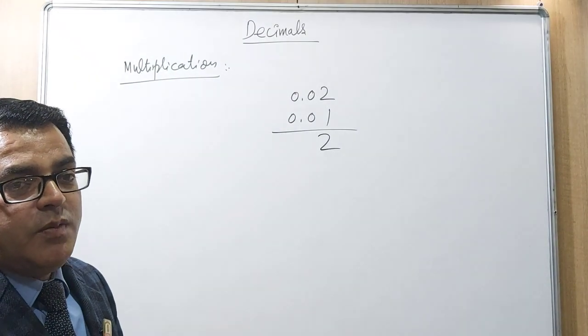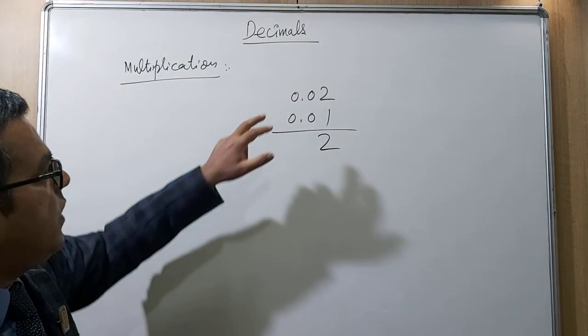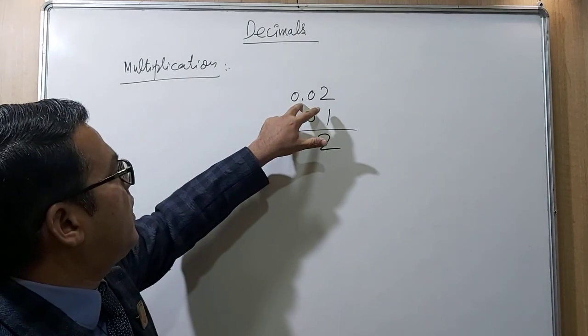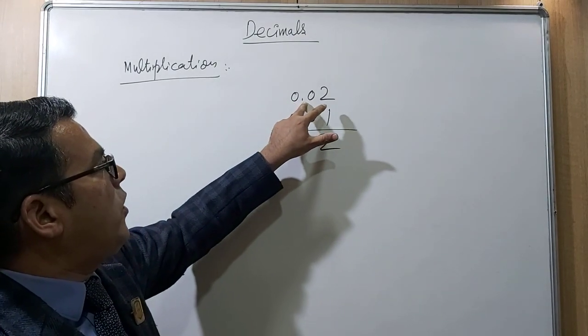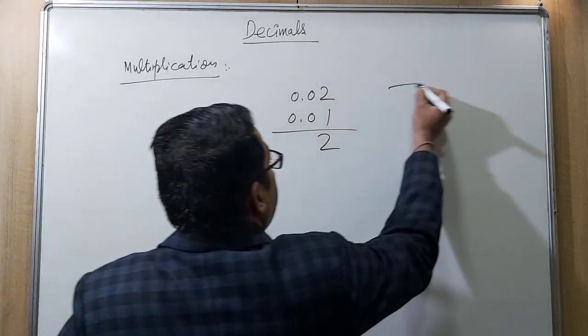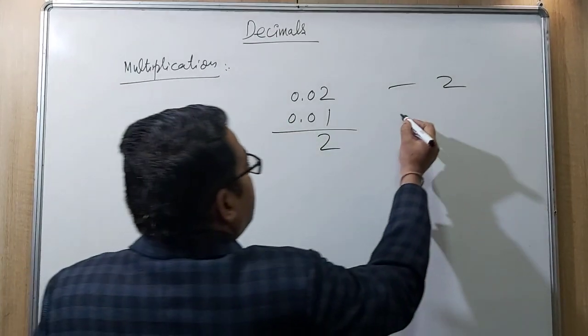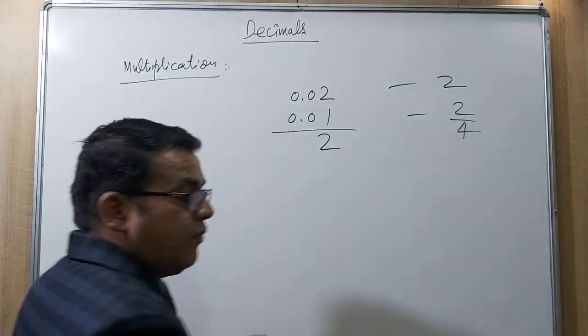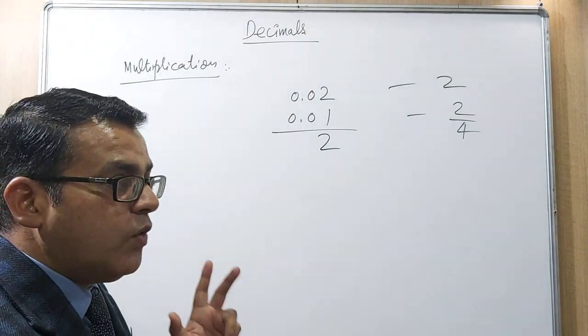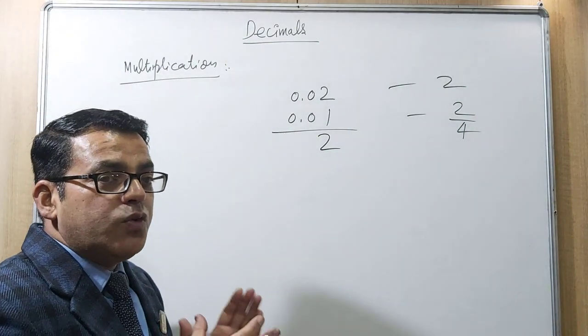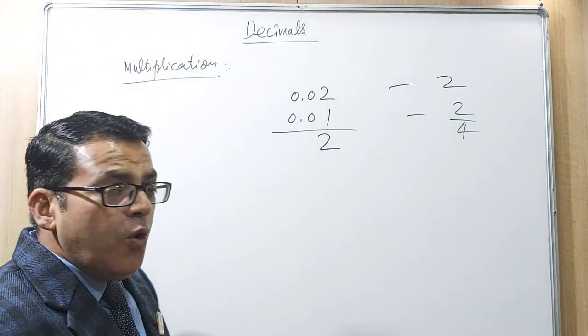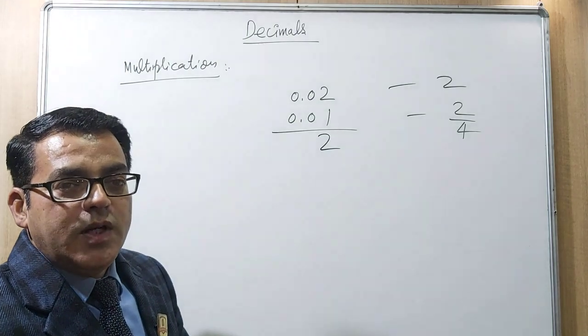This is very, very important. Now you need to count in the first decimal number. After the decimal point, there are 2 places. So here we have 2 places. Here also we have 2 places. So 2 plus 2 is 4. We have to add them. It means in our answer, we should have 4 places after the decimal point.